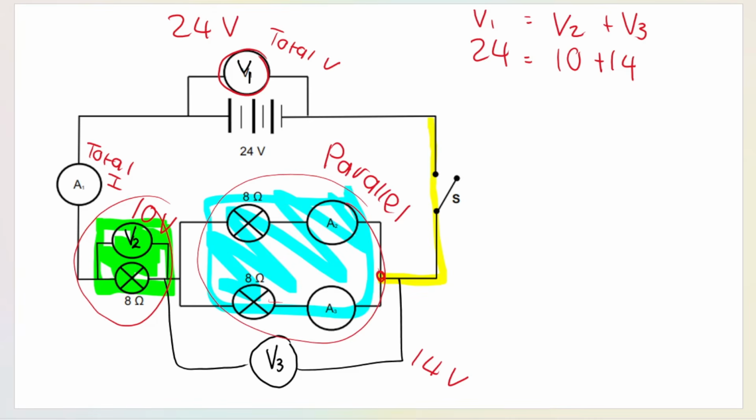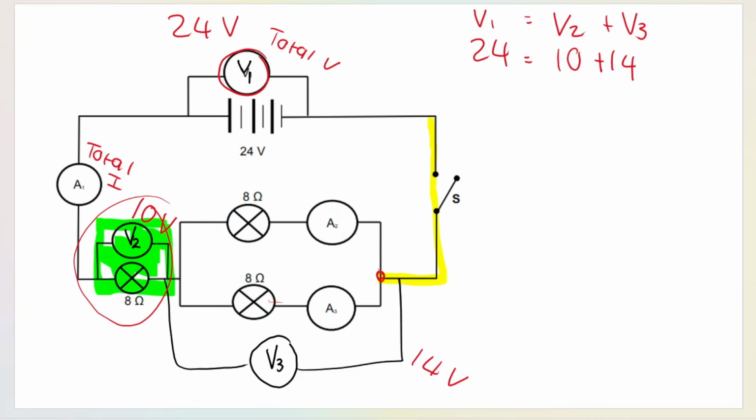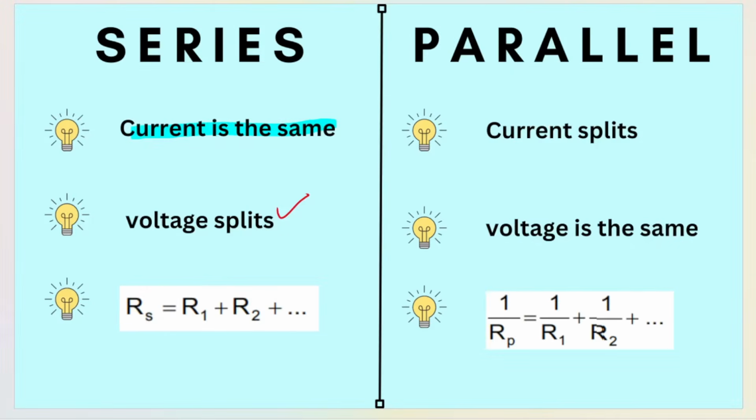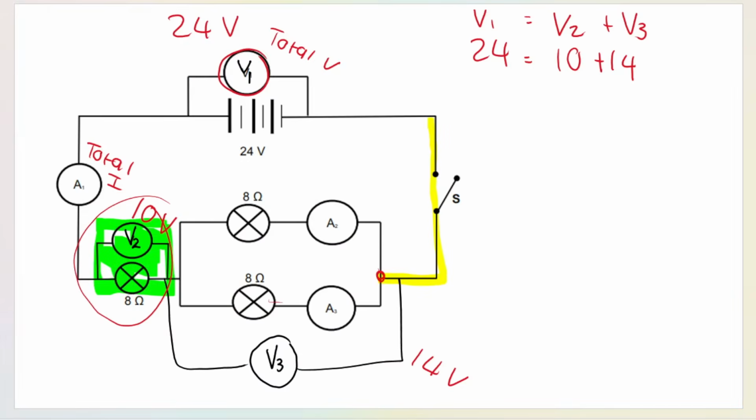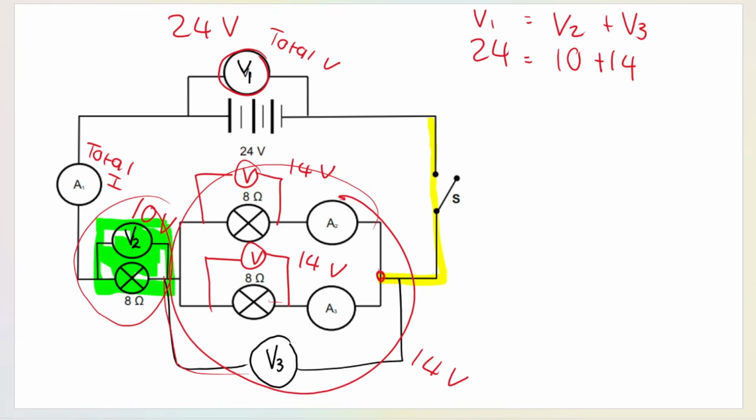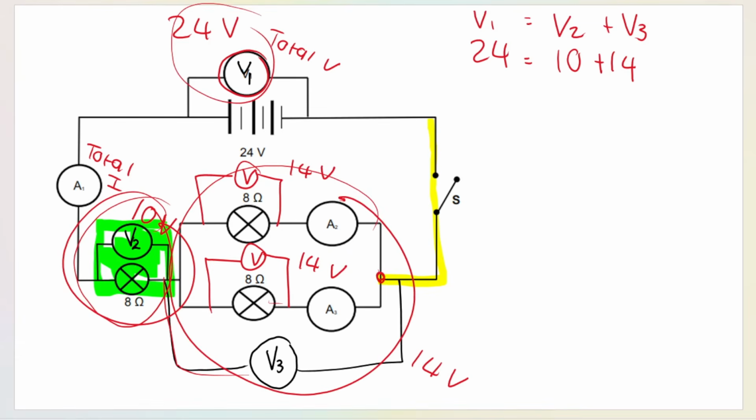And what do we know about voltage in parallel? If we go back to our summary that I showed you over here, voltage is the same in parallel. So all that means is that if the voltage across the parallel connection is 14 volts, it means that the voltage across this 8 ohm resistor is 14 volts, and the voltage across this 8 ohm resistor is 14 volts. Okay, so 14 all over here plus 10 gives me the 24. And understanding that is actually really, really important for answering circuit calculations.